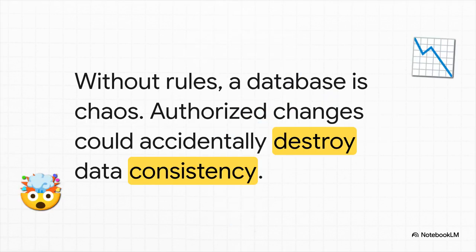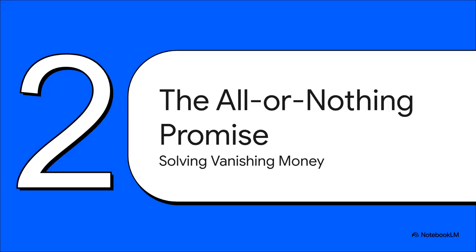And that really is the core issue, right? A database, at its heart, is just a giant, dumb container for information. It doesn't know what's right or wrong. So without a really strict set of rules, even perfectly legitimate authorized changes could accidentally scramble the whole system, leaving you with data that's completely inconsistent and makes no sense. So, how do we fix this? How do we stop our money from disappearing into thin air?